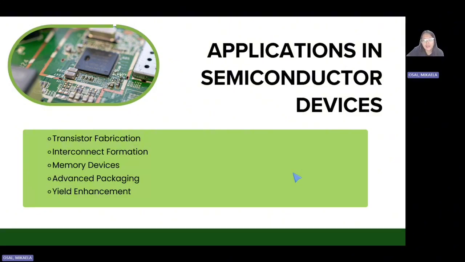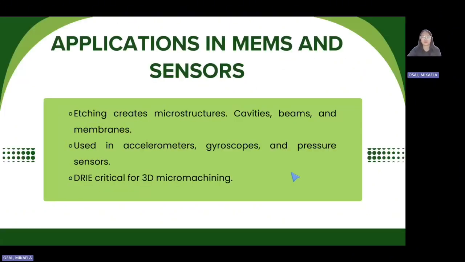So fourth one is advanced packaging. So in advanced packaging, etching is crucial for creating fine patterns that connect and protect integrated circuits or IC within the package. So last one is yield enhancement. So by ensuring precise and uniform etching, the process helps increase the yield of functional semiconductor devices, improving overall production efficiency. So etching is essential for creating microstructures, cavities, beams, and membranes.